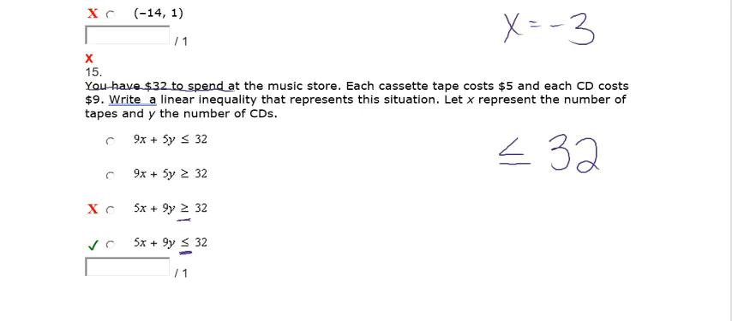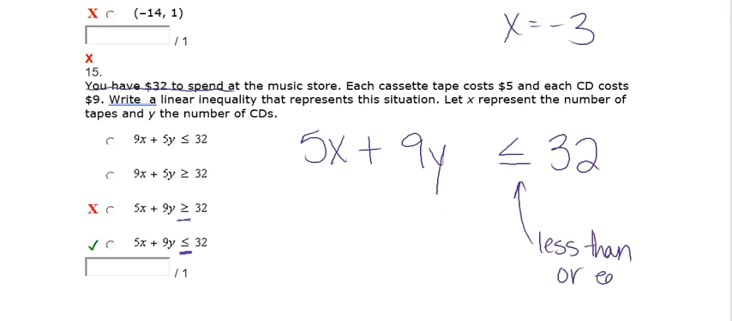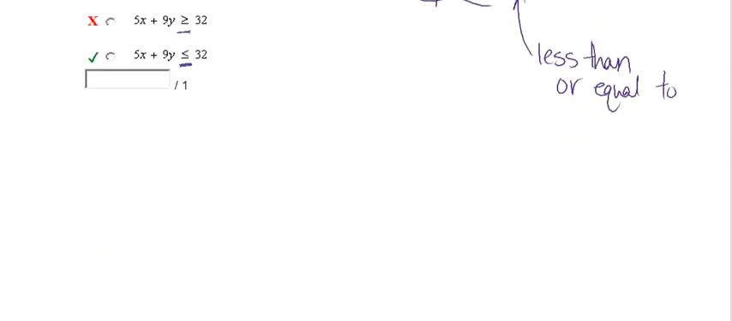So again, cassette tapes are $5 a piece, and x represents cassettes, so it'd be 5x, plus $9 for CDs, and CDs are y, so 9y. You might be getting these flipped around, but this is less than or equal to. That's how that one's read. So whatever you spend at the music store has to be less than or equal to 32, because that's all the money that you have.